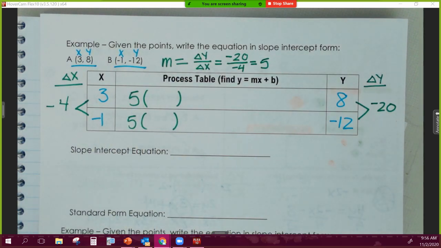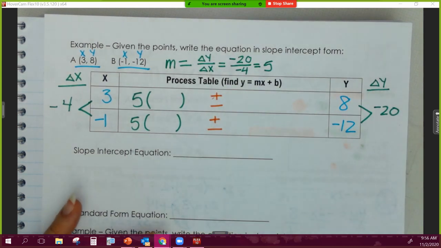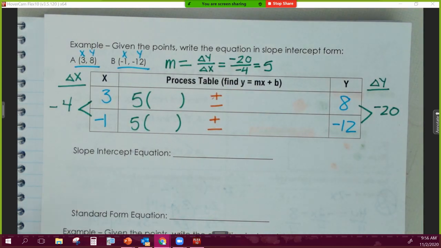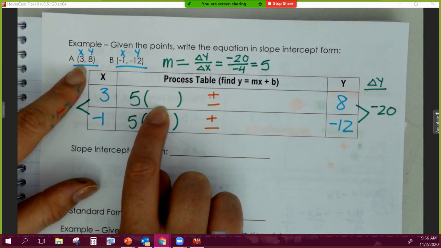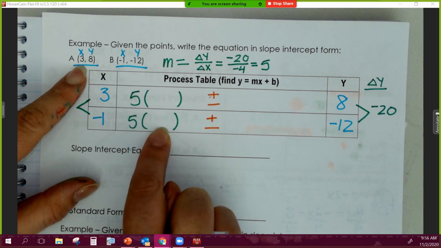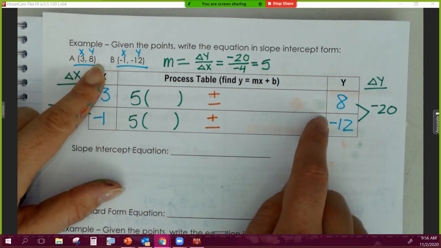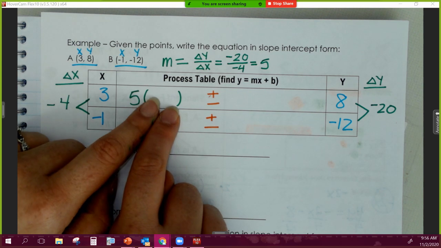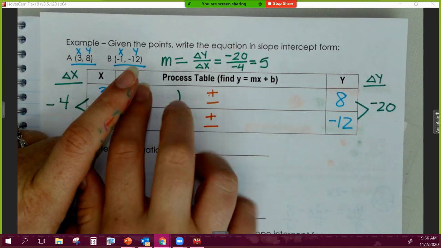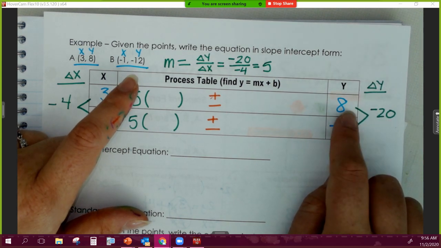All right, here's where the process table is going to come in. So a reminder of what an equation does. In an equation, you are supposed to be able to insert your x value and then do whatever the equation says, and it will output the y value. So if I insert 3 into this equation, then once I do the math, I should get 8. That's the goal.